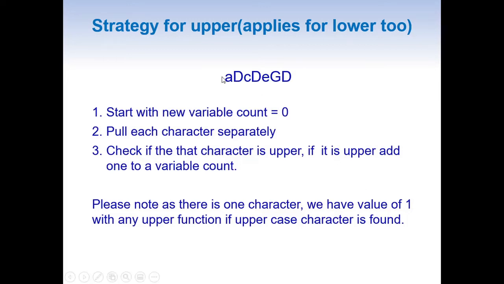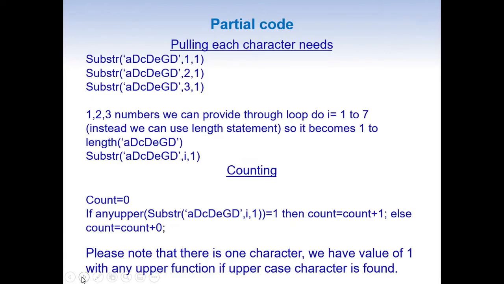Now let us convert this strategy into partial code. Here in the partial code, first I am trying to pull each character. Instead of the word pulling, you can always use the word extracting. To do that, we need the substr function, and I can apply this substr function on the string, and to pull the first letter I can use substr(string, 1, 1).